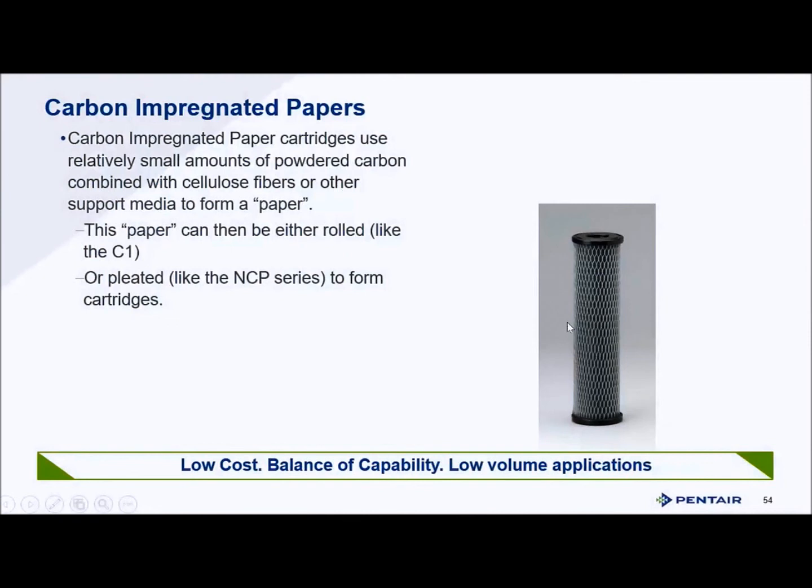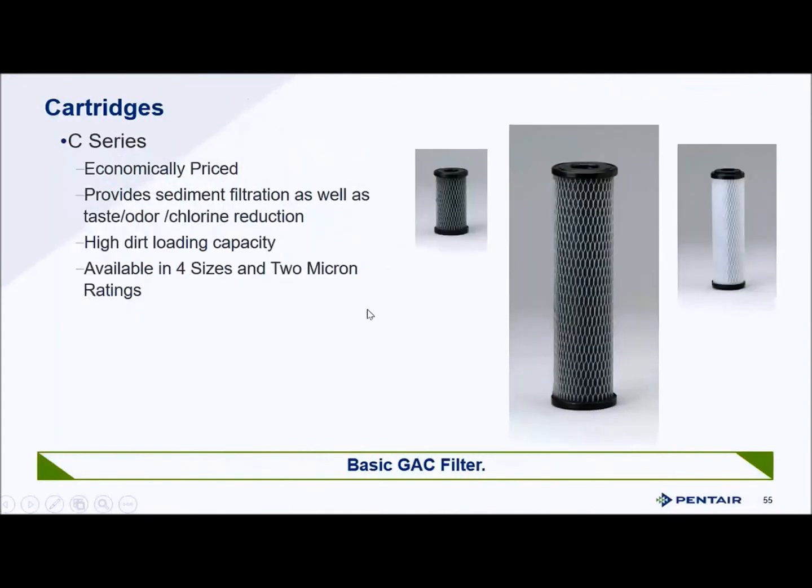Carbon impregnated filters like the C1 can either be rolled or pleated like the NCP to form cartridges. The C1 is a rolled tube of paper, and the NCP is pleated. Different characteristics, different surface areas, different masses and weights, different filtration characteristics. The C series, economically priced, provides sediment filtration as well as taste and odor, with higher dirt loading capacity because of the paper construction, available in 4 sizes and 2 micron ratings, 5 and 10.